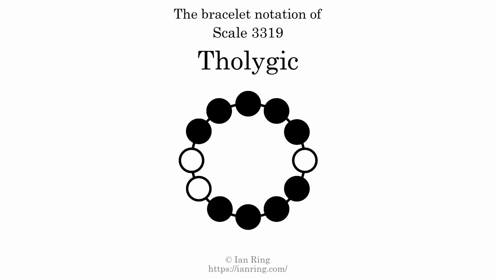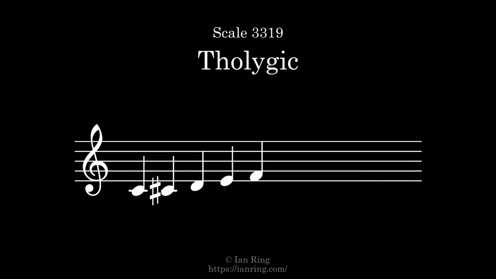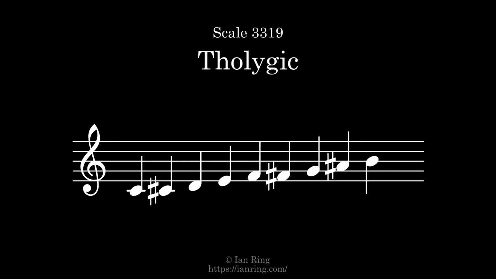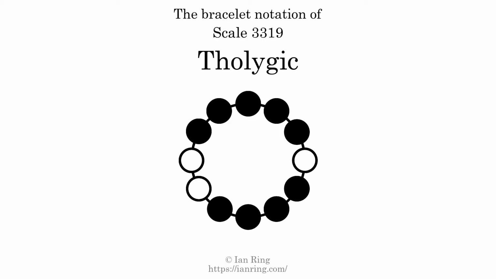3319, Tholygic, which sounds like this. This scale has 9 tones, which means it is called an enneatonic scale. This is a bracelet notation diagram of scale 3319. The shaded circles represent tones that appear in the scale, and they are read clockwise, starting at the top.